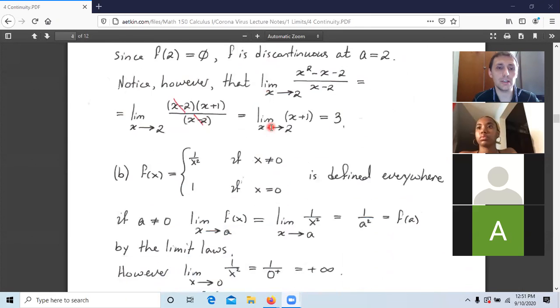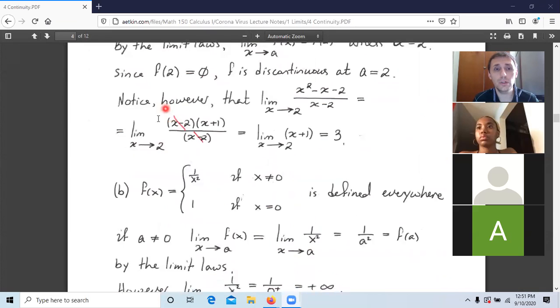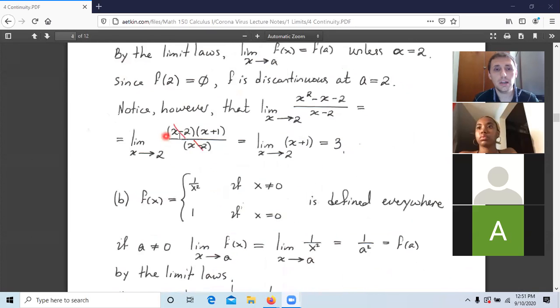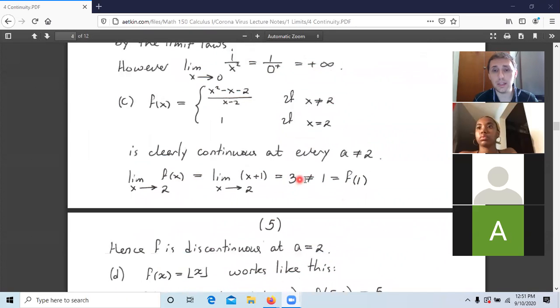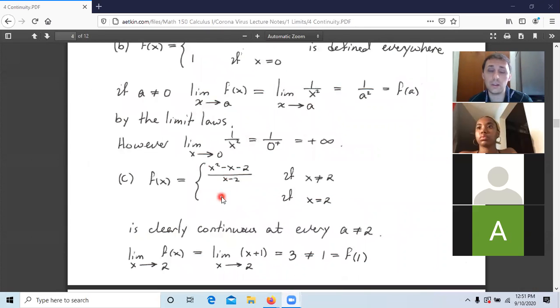Again, let's look at it. We already covered this limit. What's the limit as x goes to 2? It's the same formula here, right? If x goes to 2, the limit should be 3. But 3 is not 1. So the limit is not the same as where the function is defined, which means the function fails to be continuous.